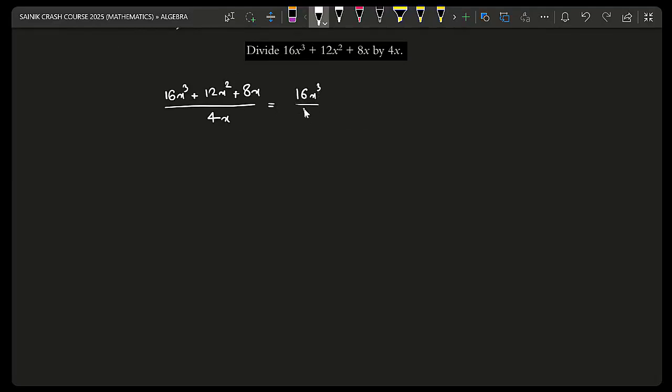16x cubed by 4x plus 12x squared by 4x plus 8x by 4x. Shanai, you can mute yourself. Now let us cancel the constant first. 4 ones are 4, and x squared will remain because x into x squared is x cubed. 4 threes are 12, with x into x is x squared. 4 twos are 8, x cancels. And the answer is 4x squared plus 3x plus 2. This is the answer.